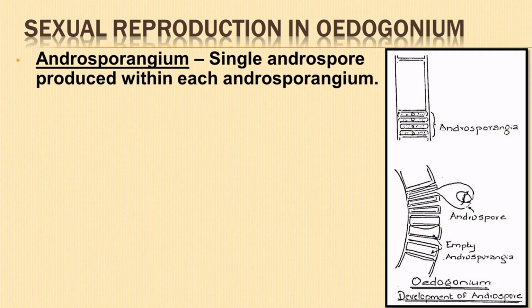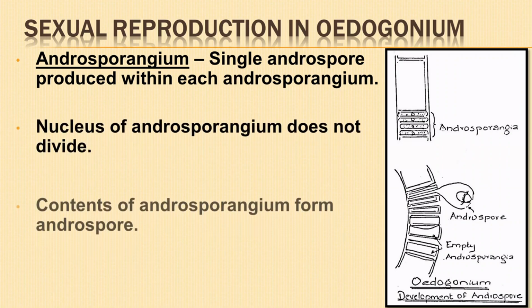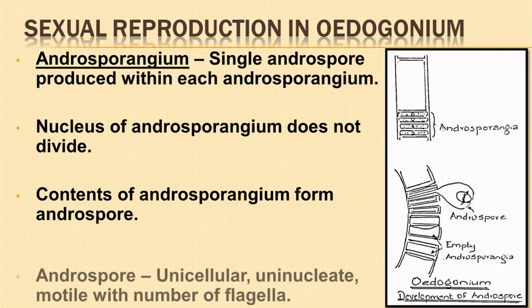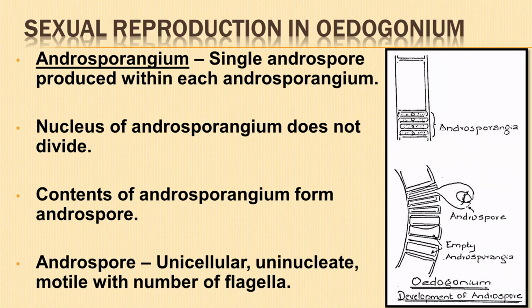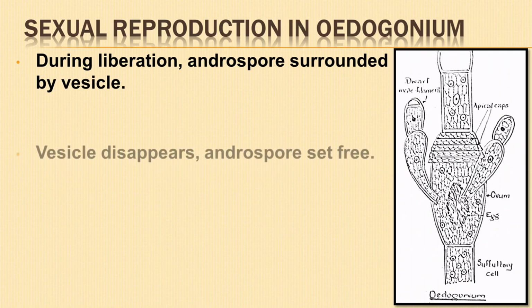Androsporangium. A single androspore is produced within each androsporangium. The nucleus of the androsporangium does not divide. The contents of the androsporangium recede from the cell wall and form an androspore. Androspore is unicellular, uninucleate, motile with a crown of flagella. During liberation, androspore is surrounded by a vesicle which soon disappears and is set free.